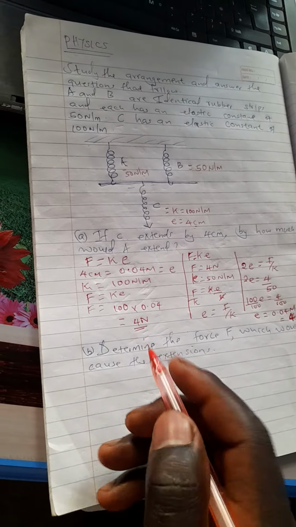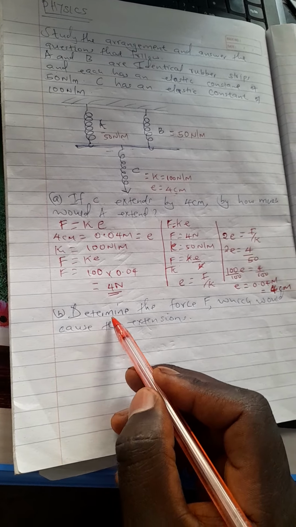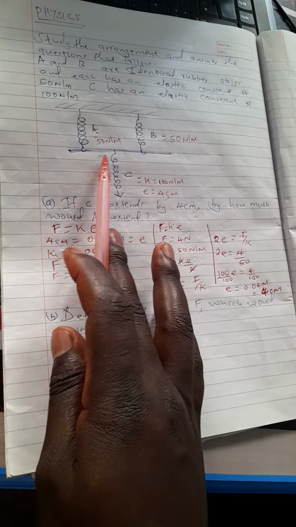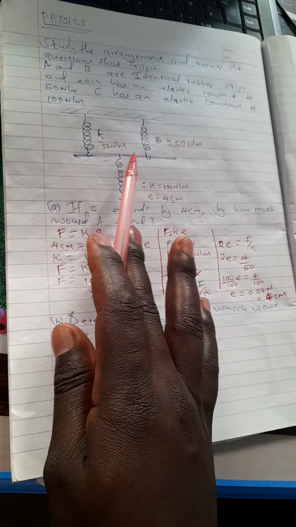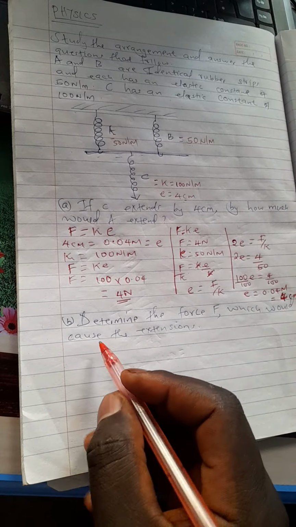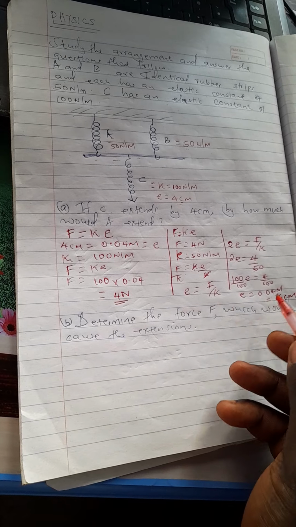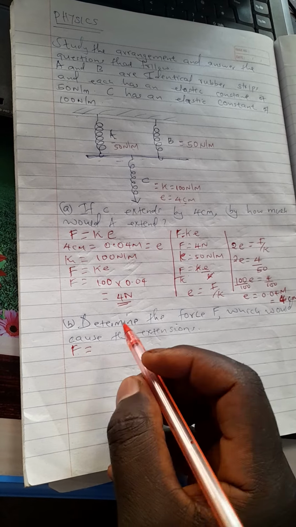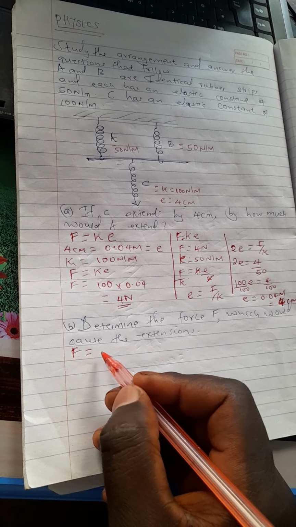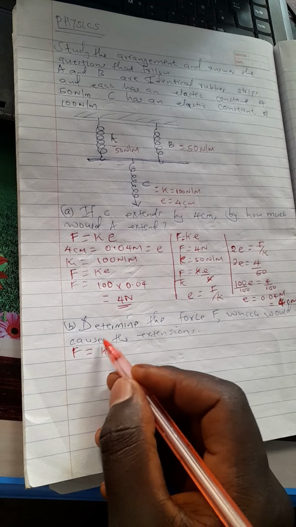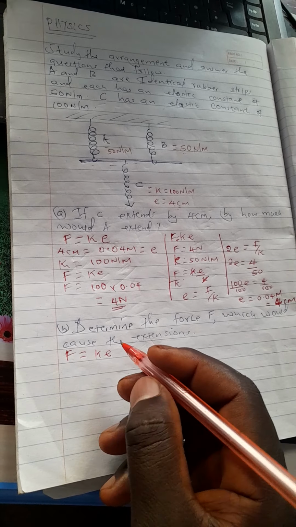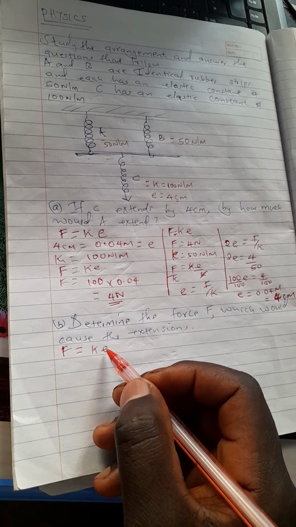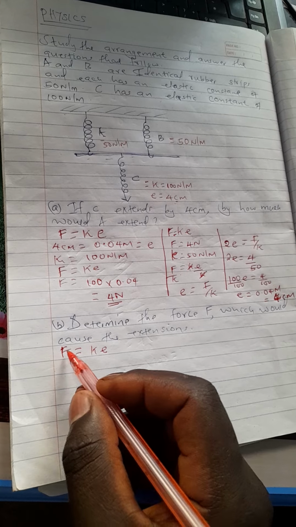Coming to our second question, determine the force F which will cause the extension we have seen here. We want to find the force causing the extension in part A. In this case, the extension is directly proportional to the stretching force. So F equals KE, whereby K is the spring constant, or what we call elastic constant, E is the extension, and F is the stretching force.